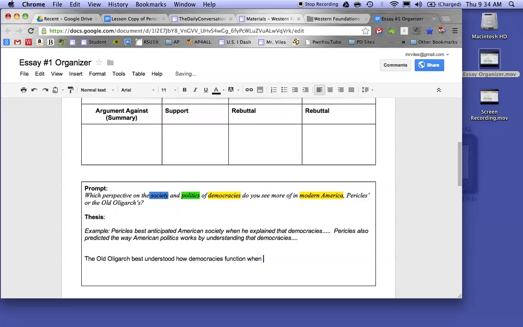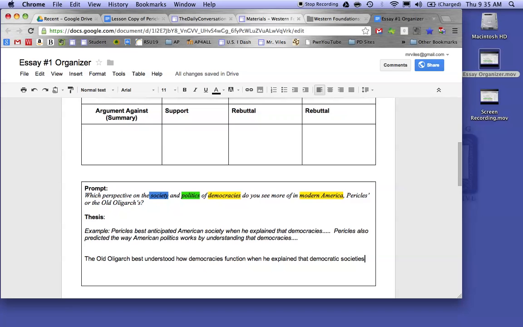when he explained that democratic societies. Now I'm going to stop here. What I was trying to do, the move I was trying to make, was I had to get to my theme. So, going back to the beginning, I've established who I agree with. I established what I agree with about, which is that he best understood how democracies function. And now I'm trying to pivot and move towards one of my themes.